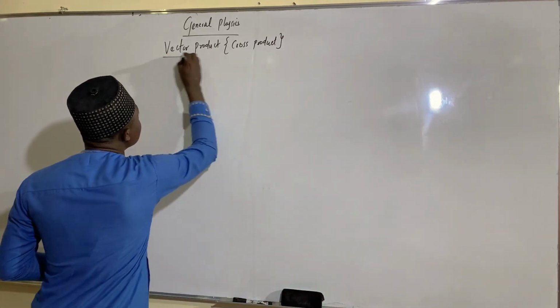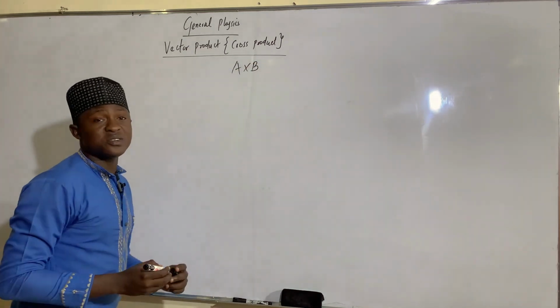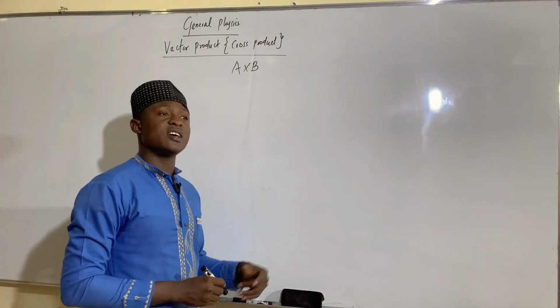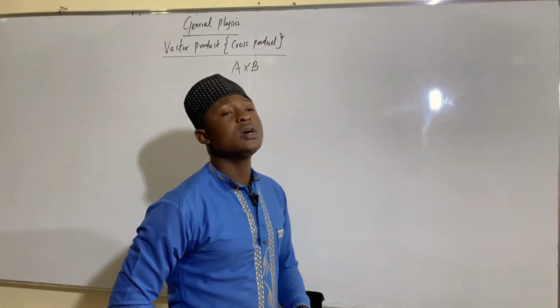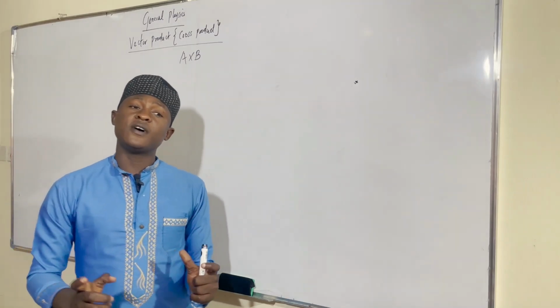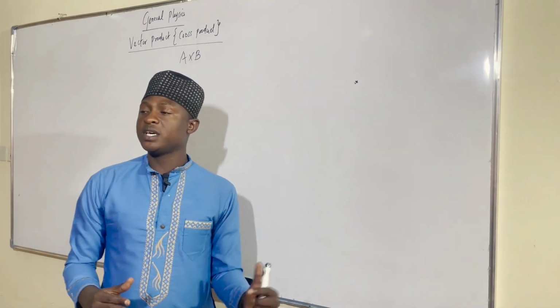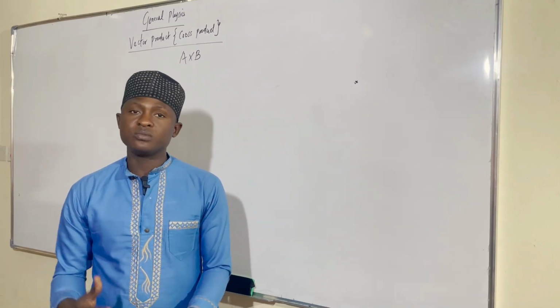In this case, if you are asked to find A cross B, this is not A multiplied by B; it simply means A cross B. So how are we going to go about that? It's also simple and straightforward. You know, we have rotation of vectors, but here I will make use of the determinant method because that one is also simple to approach.